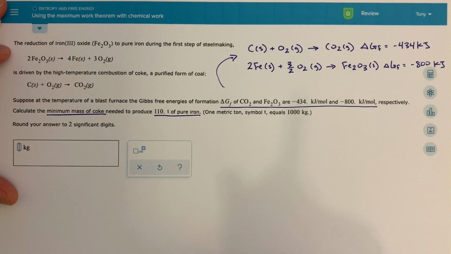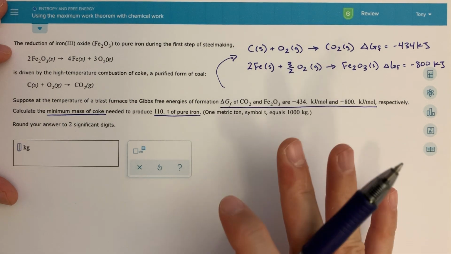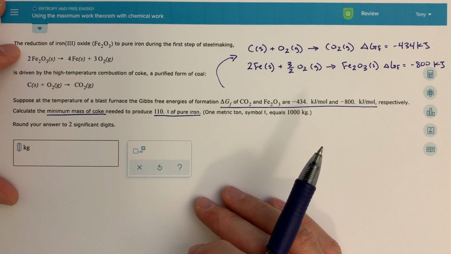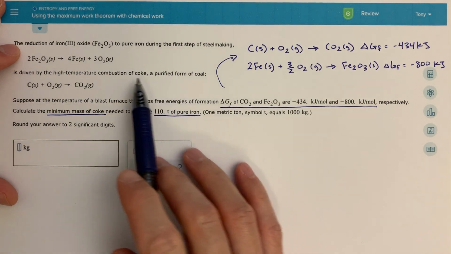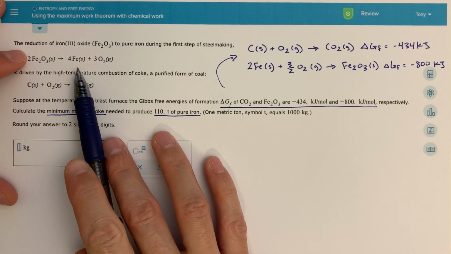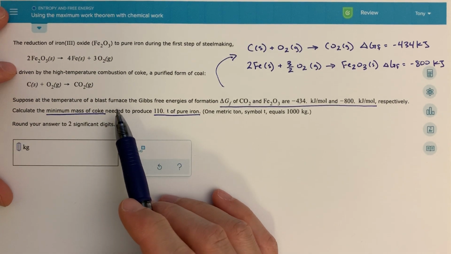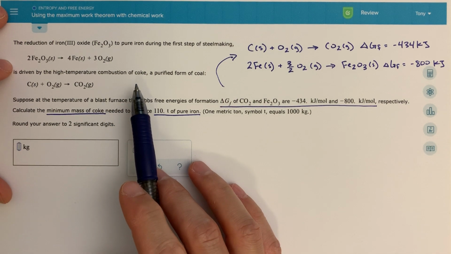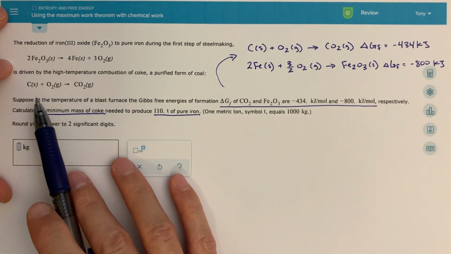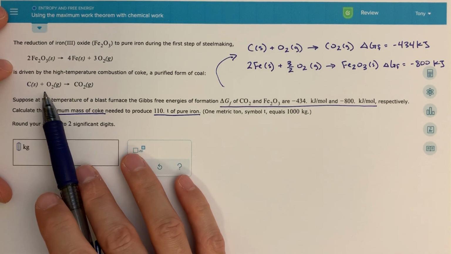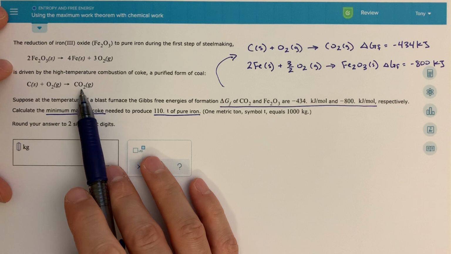So in essence, like I said in the other video, what we're talking about here is a transfer of energy. And so we've got two processes here where we're talking about the reduction of iron oxide to form pure iron. So here we've got this chemical reaction up here where we're forming an iron solid. And then it says the production of pure iron is driven by the high temperature combustion of coke, a purified form of coal. So here we've got this carbon solid, that would be the coke, reacting with oxygen, burning in oxygen to form CO2, right?